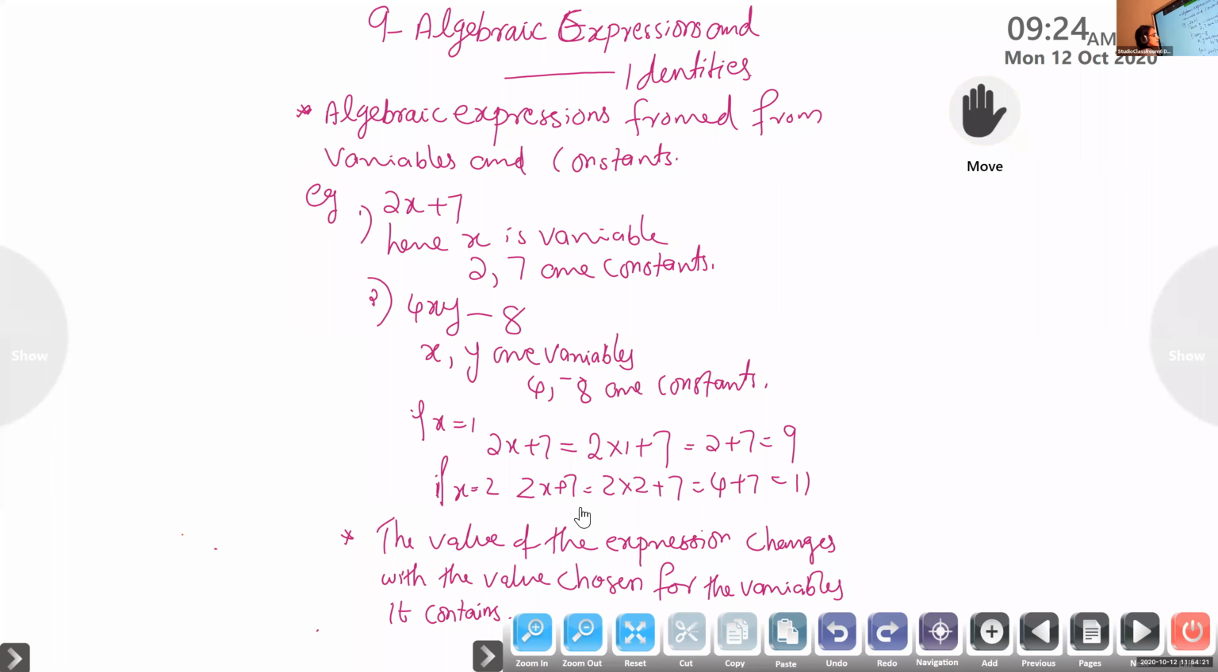So here we discussed 2 points. What is the first point, Rudra? Read. The first point is algebraic expressions are formed from variables and constants. Very good. Hira, read the first point. Algebraic expressions are formed from variables and constants.